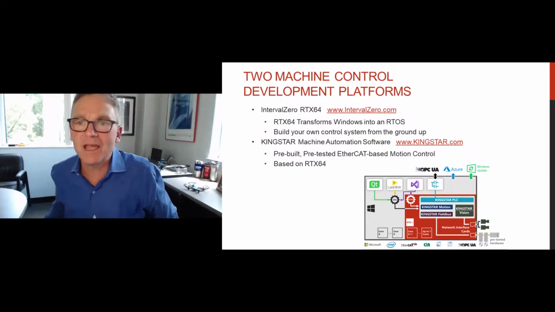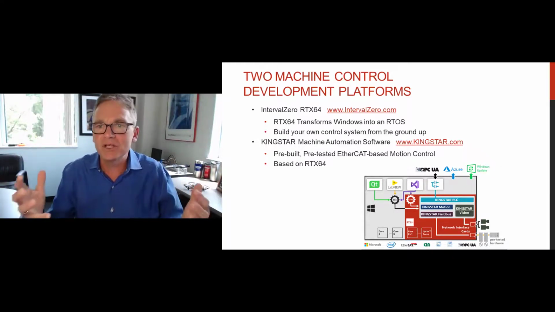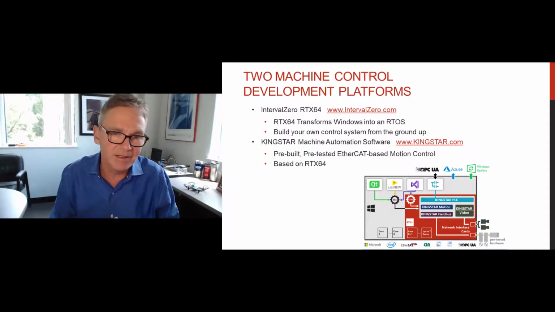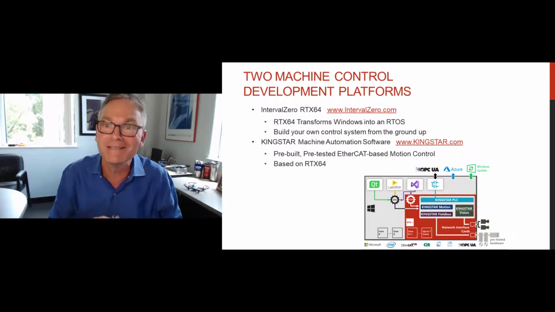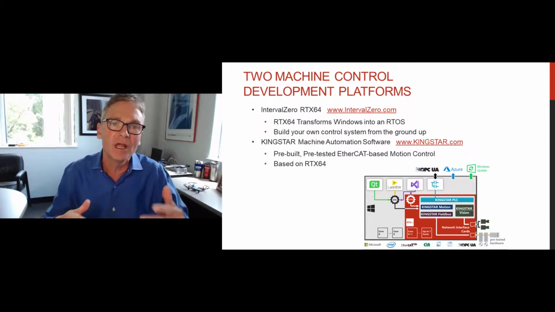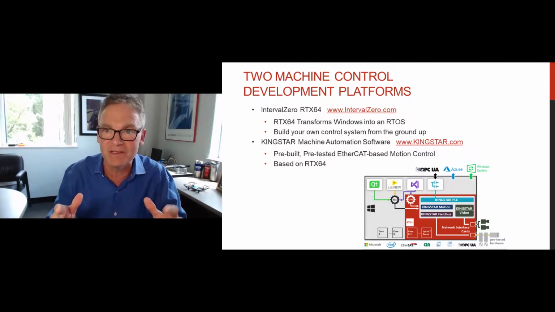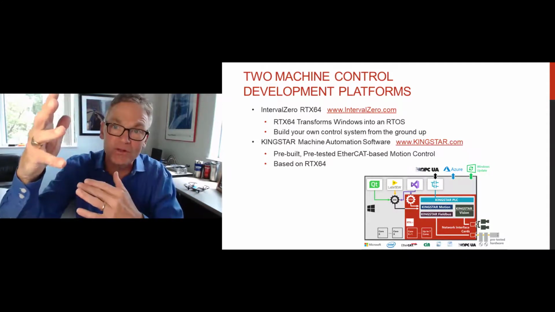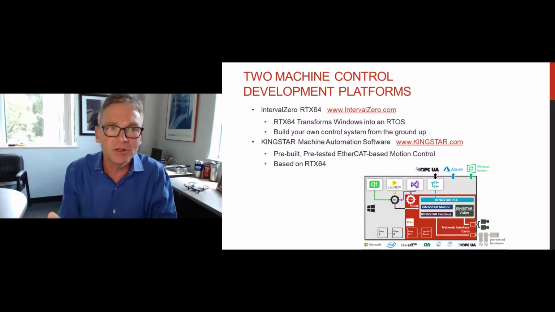One last comment before we go to the question and answer. I just want to share that Interval Zero has been around since 2008, but its original incarnation was 1980. So we've been around a long time. We have a lot of experience with machine control. We have 2 products. One is RTX 64, which is basically a real-time operating system, or an RTOS. It uses Windows for its front end. So it's a really great user experience. And you can build your foundation from that.